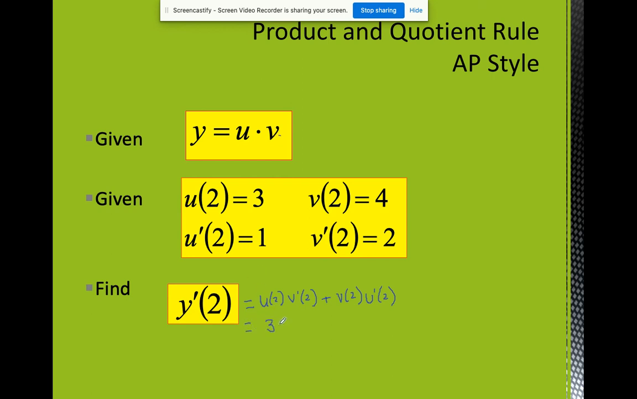And then you're just filling in values. u of 2 is 3, v prime at 2 is 2, v of 2 is 4, u prime at 2 is 1. So what is that? This is just 10, right? But you had to know the product rule. They could do the same with the quotient rule.